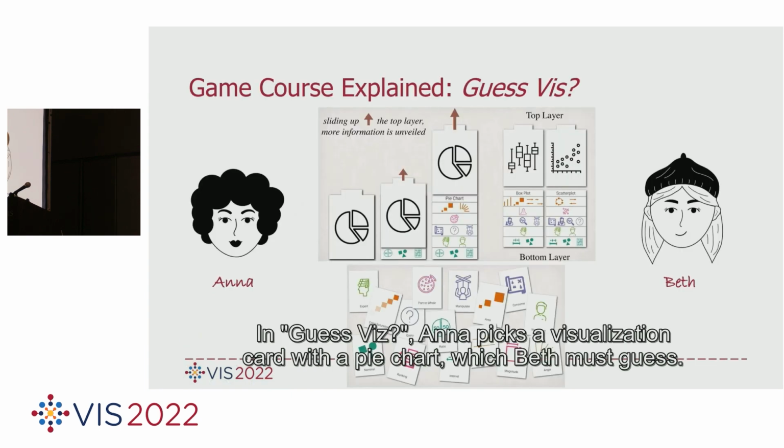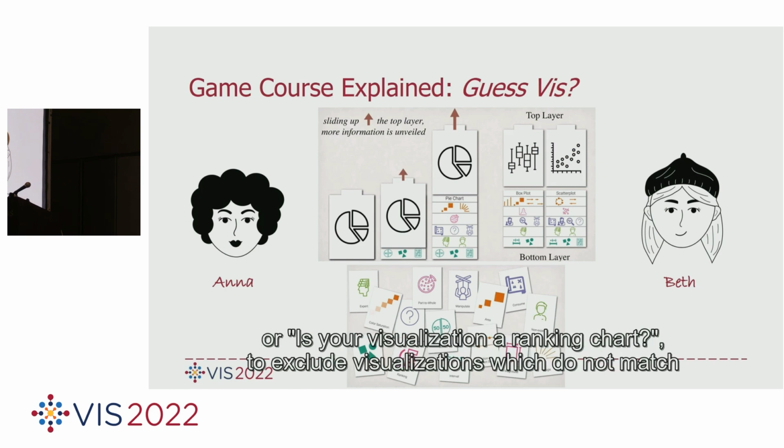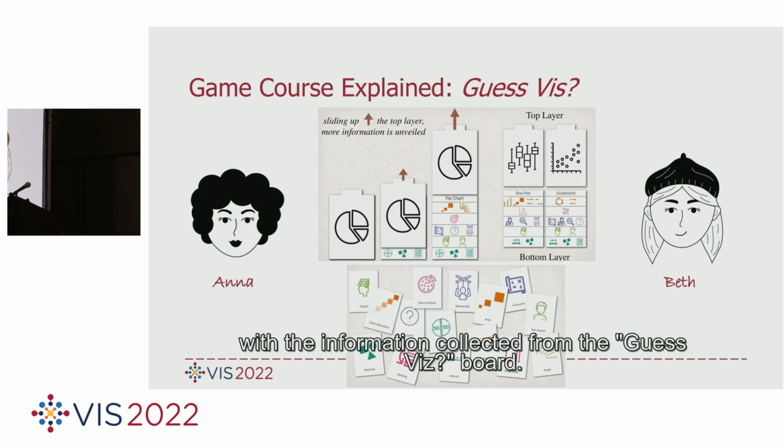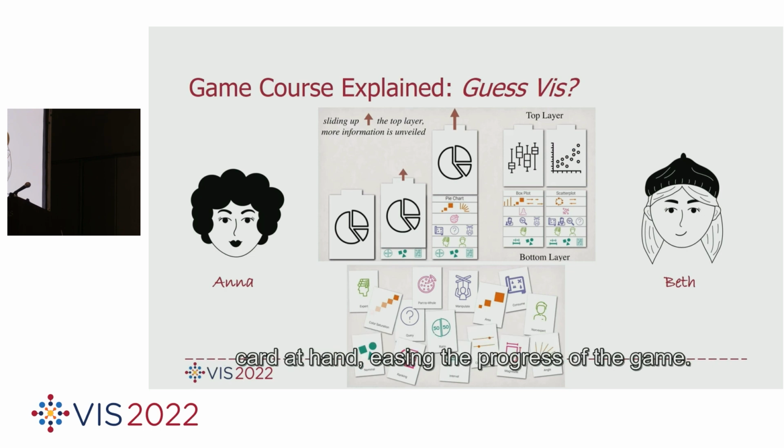In Guess This, Anna picks a visualization card with a pie chart, which Beth must guess. Beth asks Anna questions such as, is your visualization representing nominal data? Or is your visualization a ranking chart? To exclude visualizations which do not match with the information collected from the Guess This board. During this process, Anna can slide the card up to receive more information about the visualization card at hand, easing the progress of the game.